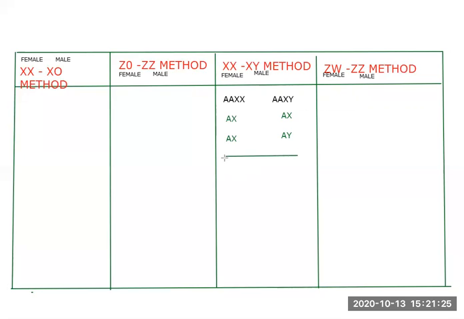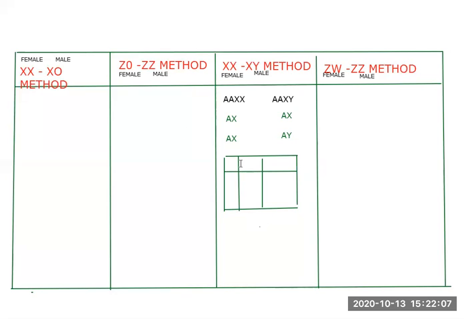Okay, so if the gametes are the same, we can say homogametic. If the gametes are different, we can say heterogametic. In the human being, the XX-XY method, along with Drosophila, who is homogametic, female or male? Female. Very good. Female is homogametic, male is heterogametic. Okay, then let's start.